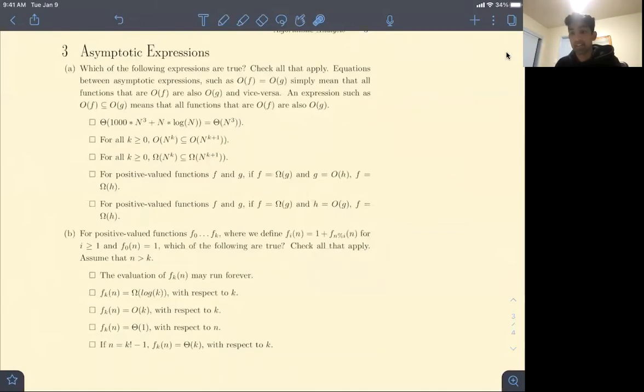Hi everyone, this is going to be a video walkthrough of problem 3, asymptotic expressions on the exam prep worksheet for algorithmic analysis. So let's get started with part A. Part A reads, which of the following expressions are true?